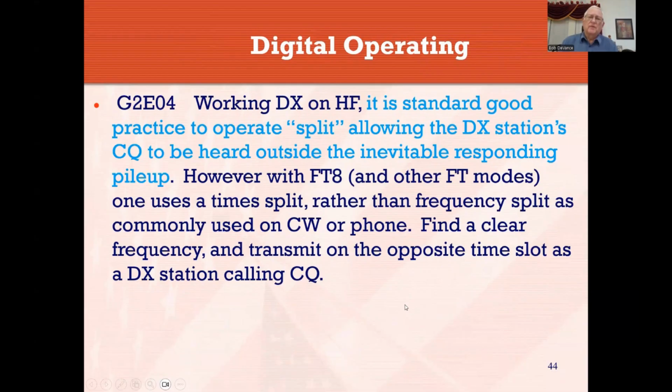Working DX on HF, it's standard practice to operate split. If we're using voice, we would transmit on one frequency and receive on another. That helps to cut down on some of the traffic jams we get into. But on FT8, we don't do that. We don't have that luxury. Since FT8 is using timing so critically, we pick another frequency, which is right close. I mean, it's just a few cycles off. Pick another frequency, and then pick a different time slot than what the sender is using, and the two will blend together, and it works really well.